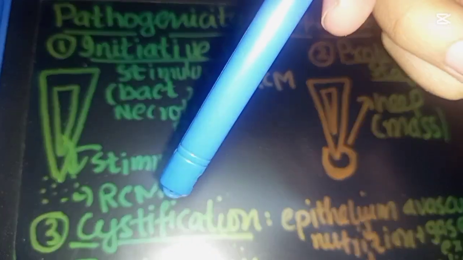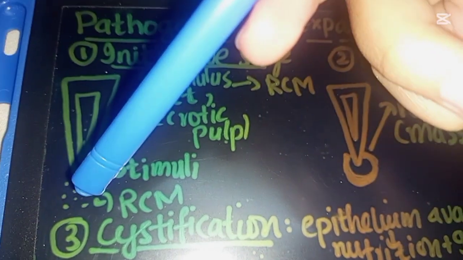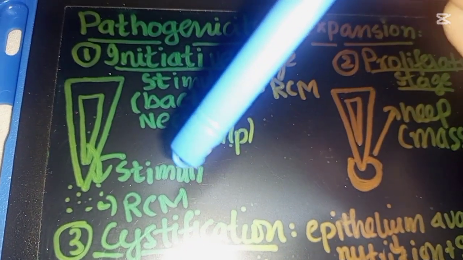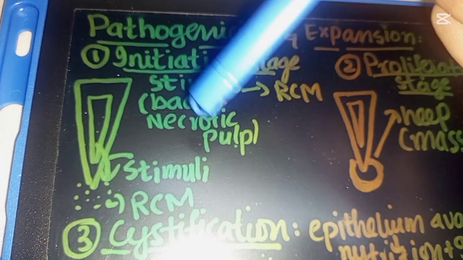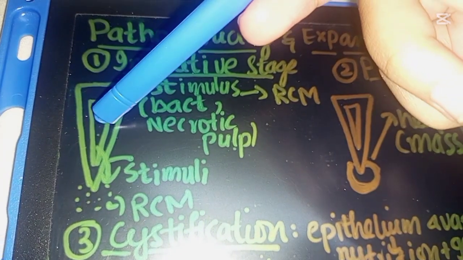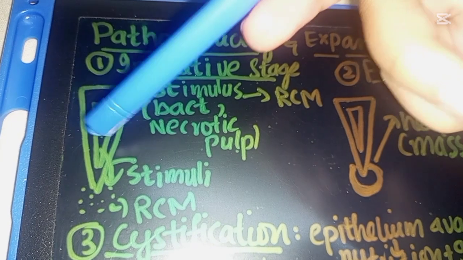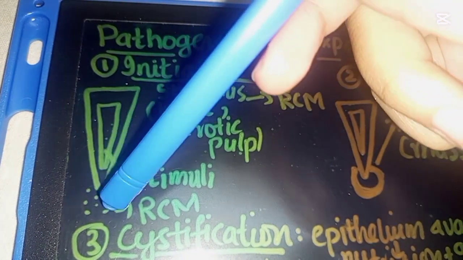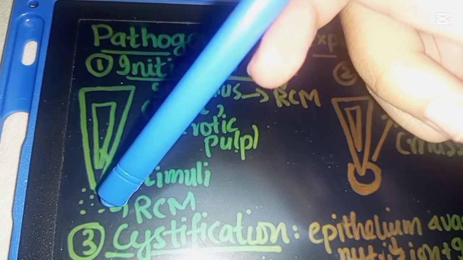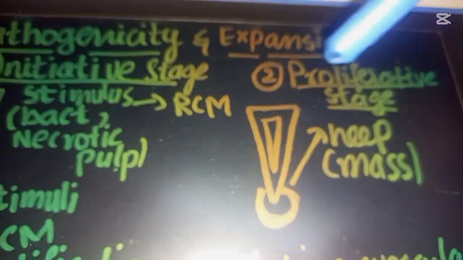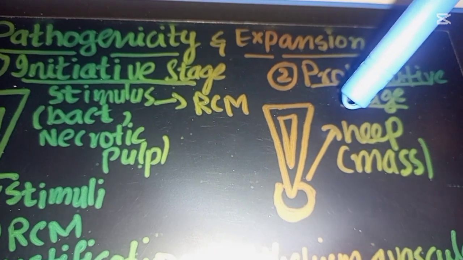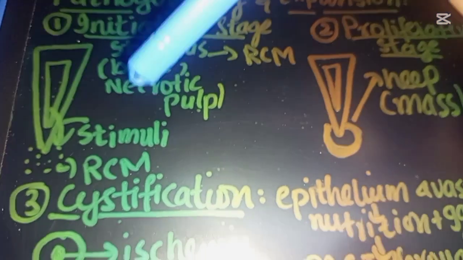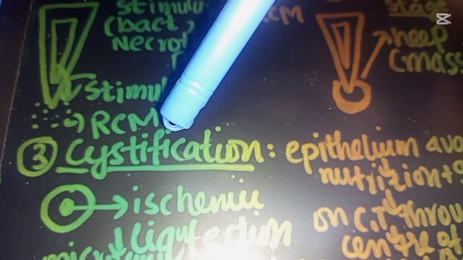Okay, so basically it develops at the apex. How? The rest cells of Malassez are present on the apex area of the tooth. The stimuli for them to be converted into the cyst is either bacteria or necrotic pulp. When the pulp becomes necrotic, it sends the stimuli to the rest cells of Malassez. The rest cells of Malassez then start to proliferate. They start to divide and form a heap of mass. This heap of mass will undergo the cystification process.